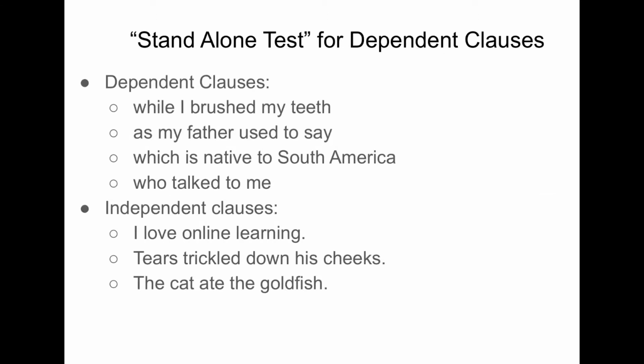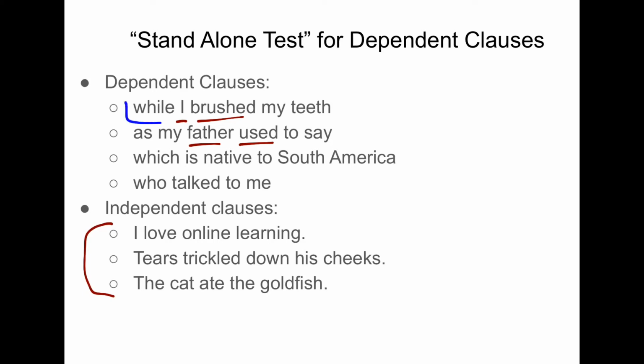We covered a few units ago the difference between a phrase and a clause, and all clauses have both a subject and a verb, like I brushed or father used. However, dependent clauses cannot stand alone. They are not complete sentences all by themselves. They're missing something. If you compare that to down here, these are independent clauses.